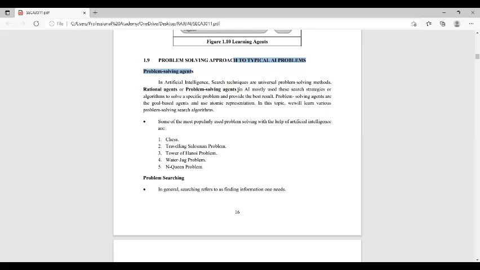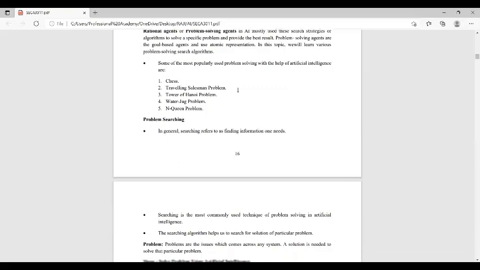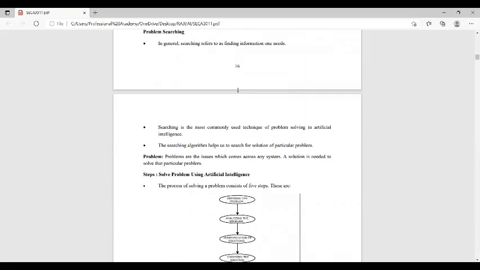Okay, so some of the most popularly used problem solving examples with the help of AI are chess, the traveling salesman problem, Tower of Hanoi, the water jug problem, and the queen problem. So these are using those search strategies. Problem searching refers to finding the information one needs. So searching is the most commonly used technique of problem solving in AI. It helps us search for a solution to a particular problem. A problem is nothing but the issues which come across any system. A solution is needed to solve that particular problem.